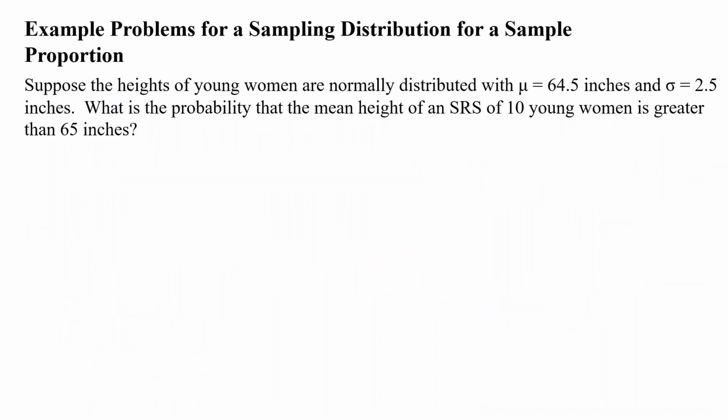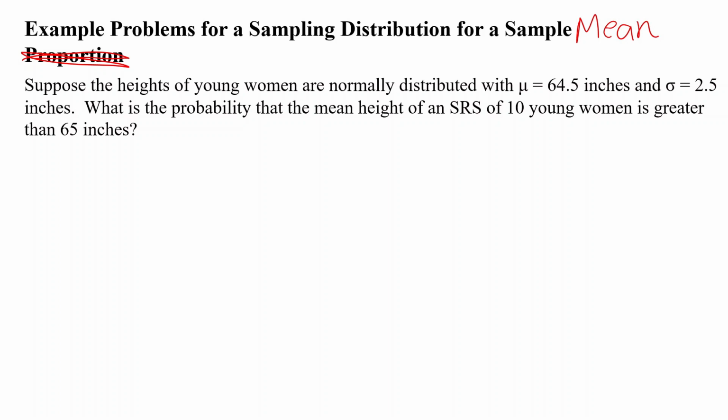So here's our example problem. We'll go through the 4-step process. It's going to feel very similar to the problems we did for a sample proportion. Ooh, in fact, I see a little typo there. This is the example problems for a sampling distribution of a sample mean, okay?